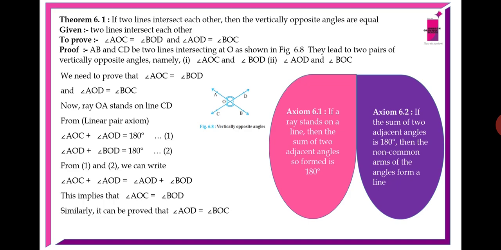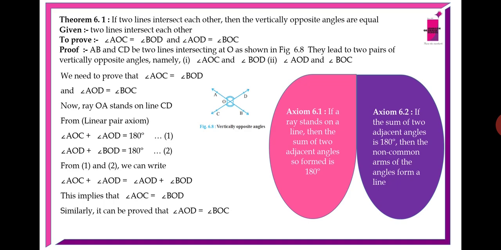Same with Theorem 6.1. This was also discussed in the previous session, but I'm going to give you the proof clearly in this session. If two lines intersect each other, then the vertically opposite angles are equal. This is Theorem 6.1. When you are writing the proof of a theorem, there is a procedure to follow. First of all, you should mention the theorem. Next, the given data. Then to prove, or RTP, required to prove. You can write either one. Next the proof, and the diagram which is required for it.